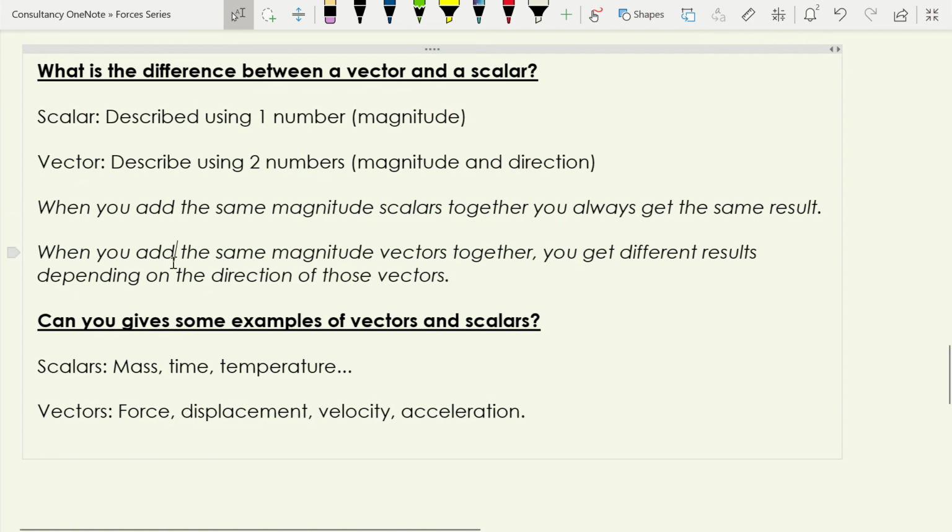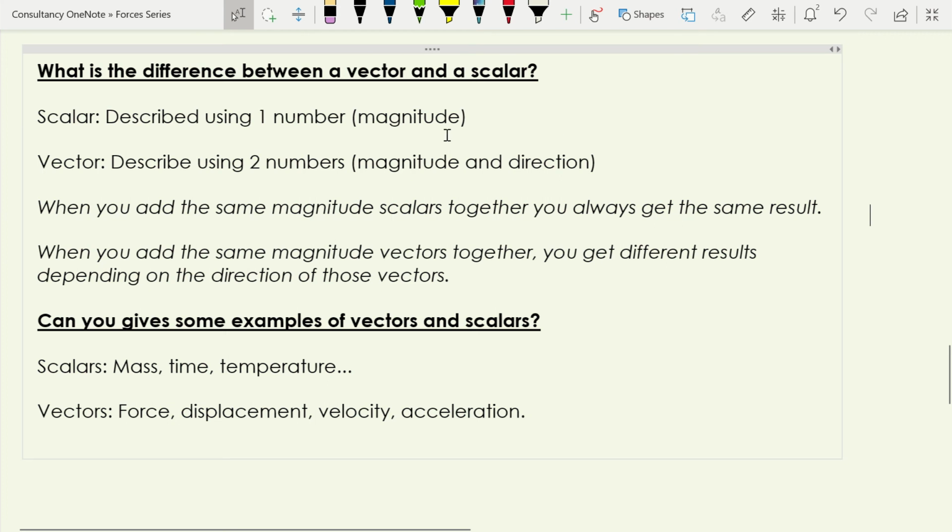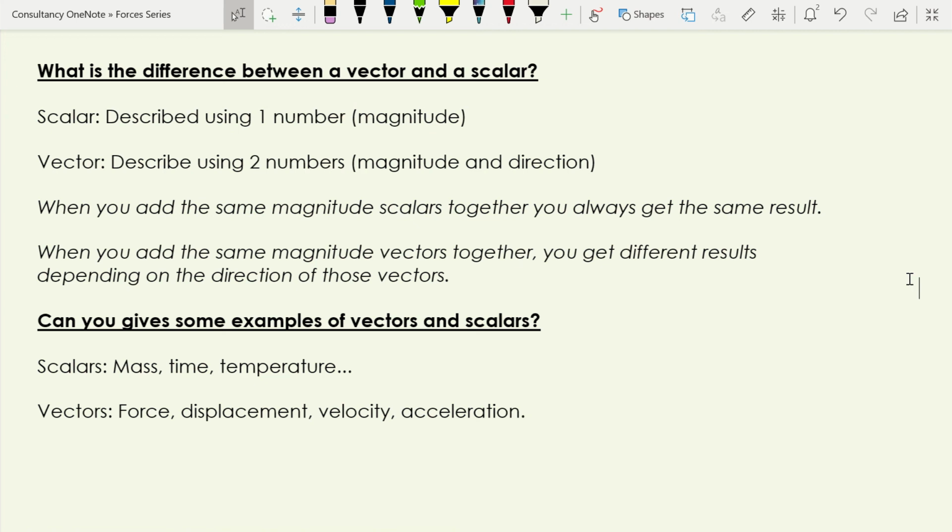So this is, I think, actually the important difference between them, because this tells you why we need there to be scalars and vectors as two separate sets of quantities. This is fine, it tells you what they are, but it doesn't tell you why we have them. So this is actually why we have them, because we have these different rules that they follow.